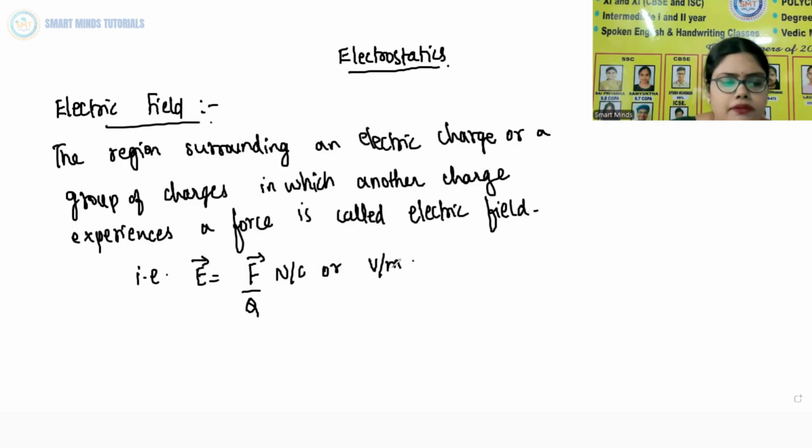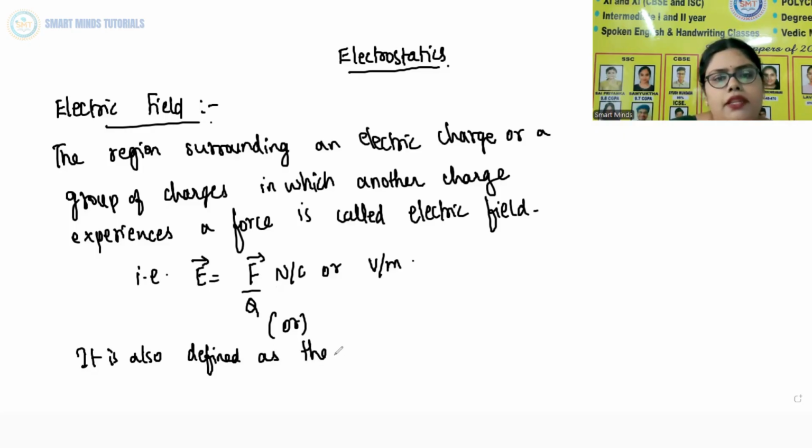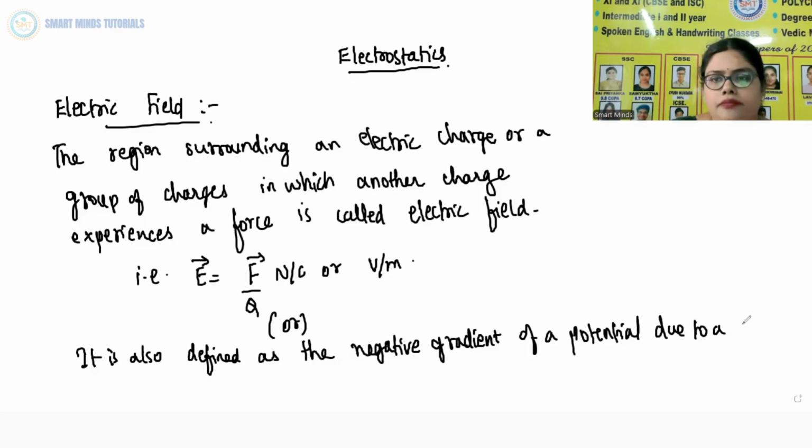or volt per meter. This is one definition, or it is also defined as the negative gradient of a potential due to a charge. That is, E bar is equal to minus del V, volt per meter.